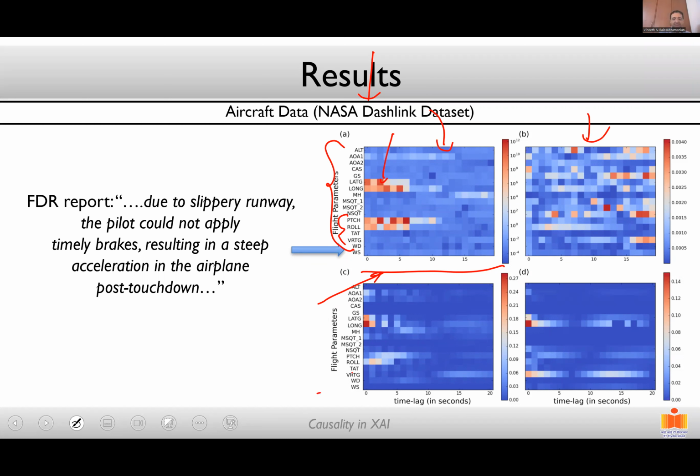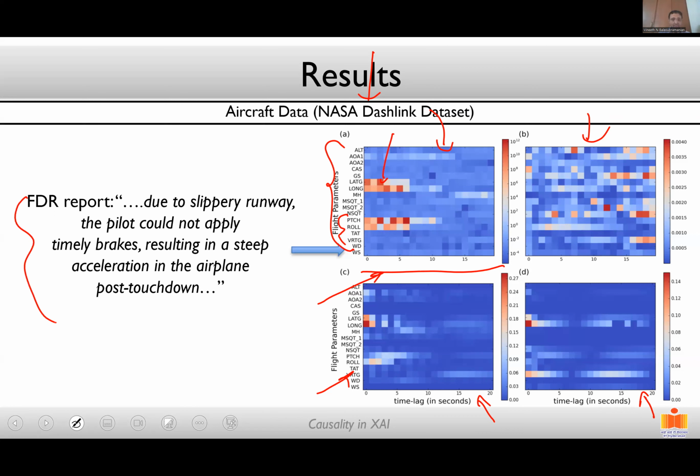But for a competing method, we find that it doesn't make any difference between a normal flight or an anomalous flight in terms of understanding the effect behind why a flight had a bad landing and why a flight had a good landing. Okay, and we actually verified this with aircraft experts and the flight data recorder report and found that this actually matches the experts' understanding of the landing also.